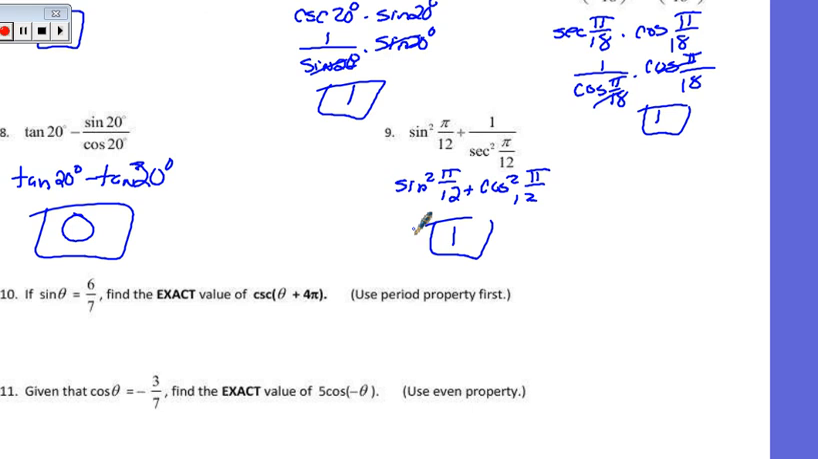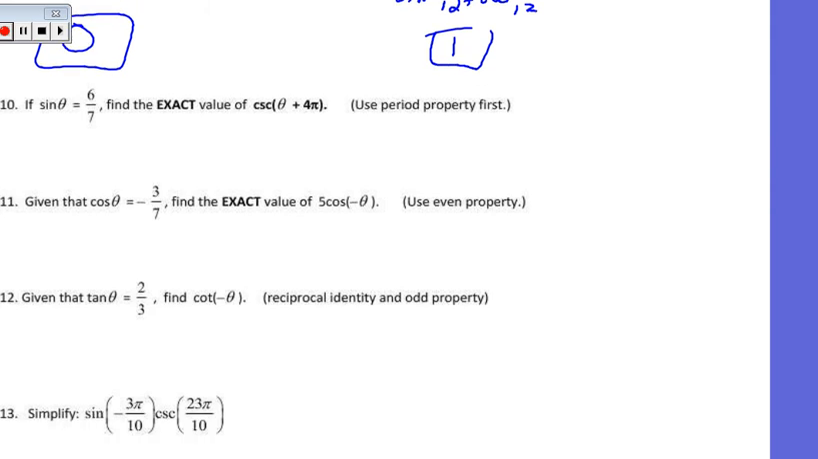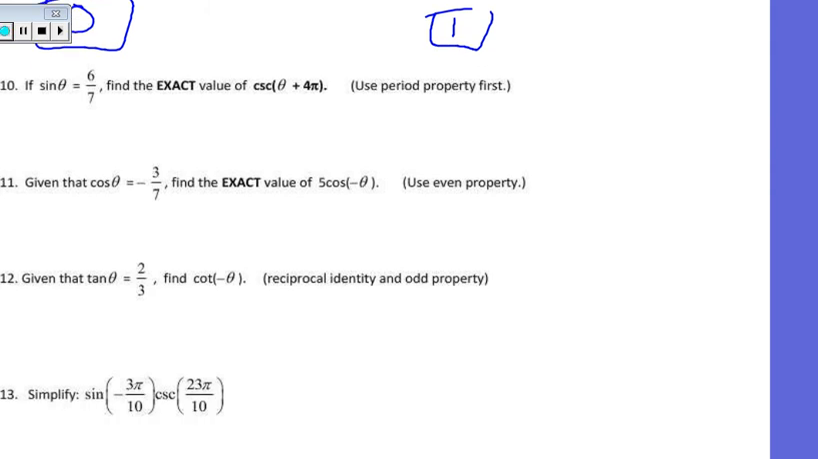We're going to get some more exact values. We said last class, we talked about coterminal and periodic functions. Right here, they're telling me the sine of theta is 6 over 7. I want to know what is the cosecant of theta plus 4 pi. Well, 4 pi is just 2 rotations around the circle. So that would leave me at the same place as the cosecant of theta. So these guys are coterminal with each other. Because cosecant is the reciprocal of sine, the answer here is going to be 7 over 6.